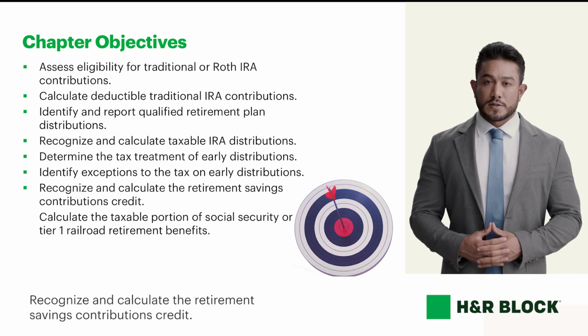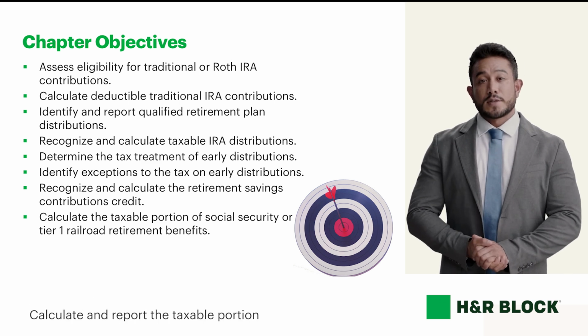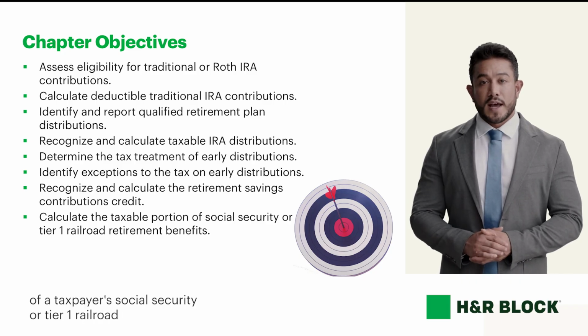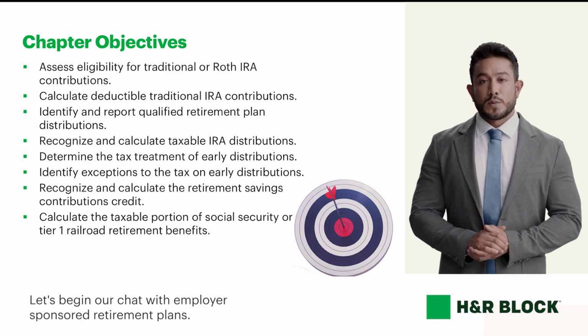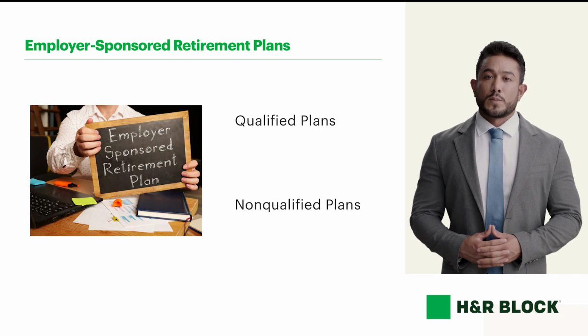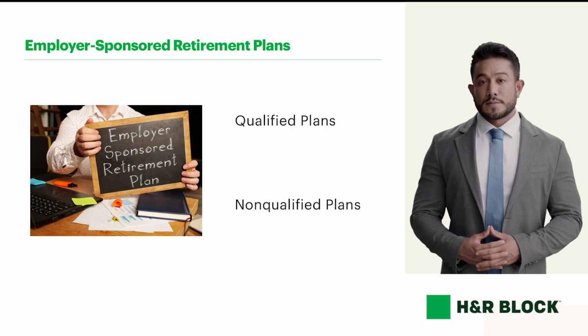Recognize and calculate the retirement savings contributions credit. Calculate and report the taxable portion of a taxpayer's Social Security or Tier 1 railroad retirement benefits. Let's begin our chat with employer-sponsored retirement plans. One common way to save for retirement is through an employer-sponsored plan.